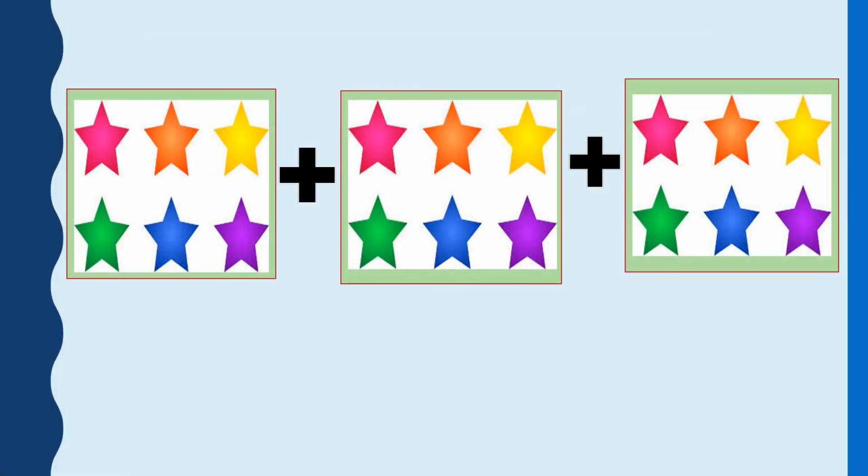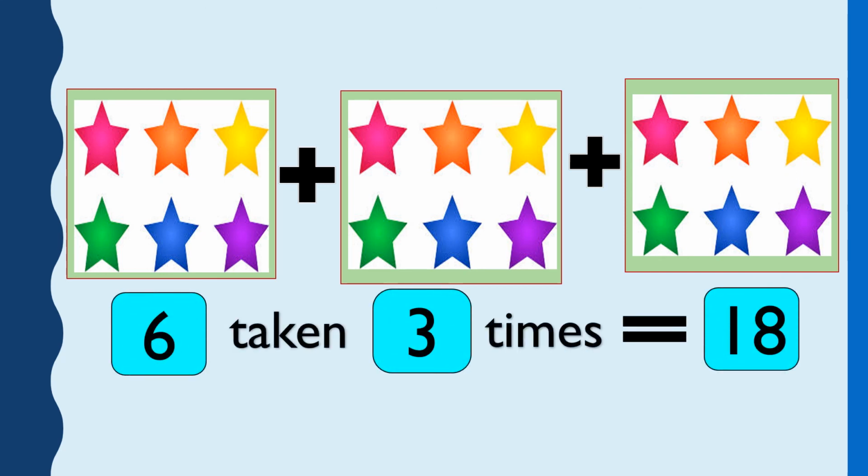Let's end with this last example. So children, how many stars can you see in each group? 1, 2, 3, 4, 5, 6. So each group has an equal number of stars. There are 6. And how many groups can you see children? 1, 2, 3. So 6 stars in each group. Let's add them and get the answer. So we would write it as 6 taken 3 times. So if we add all the stars in the group, we get the answer 18.